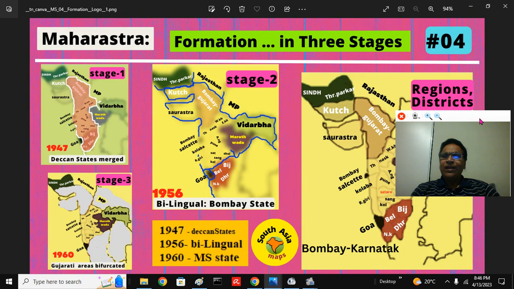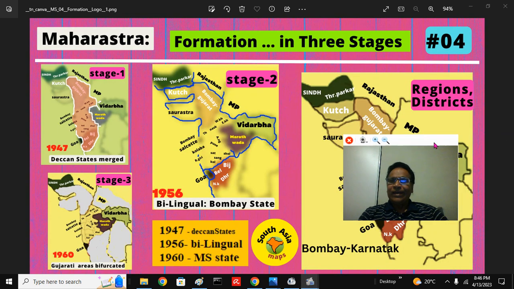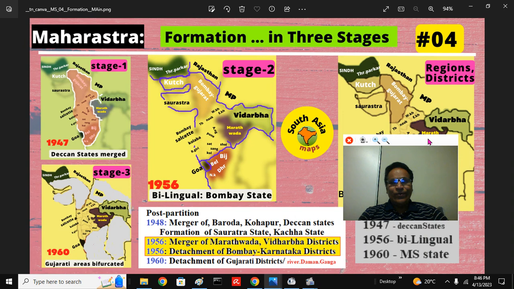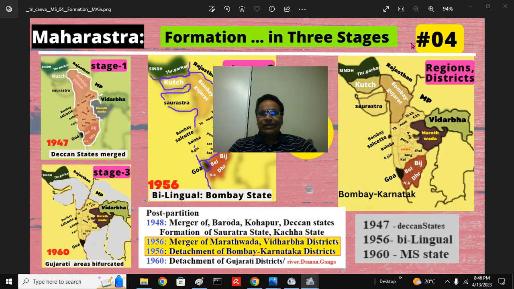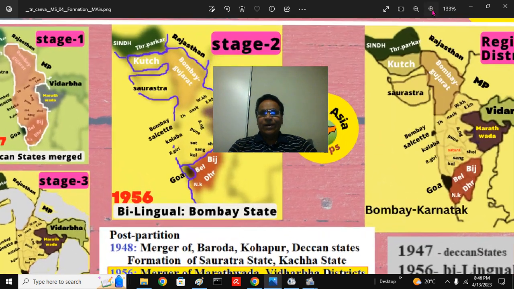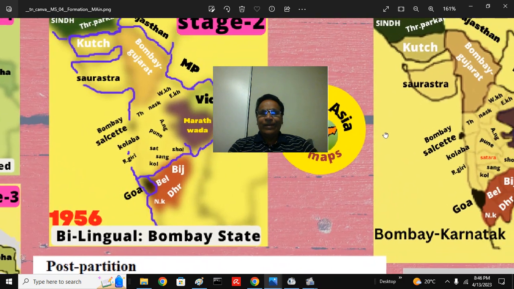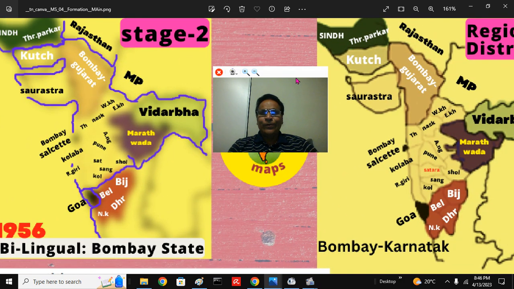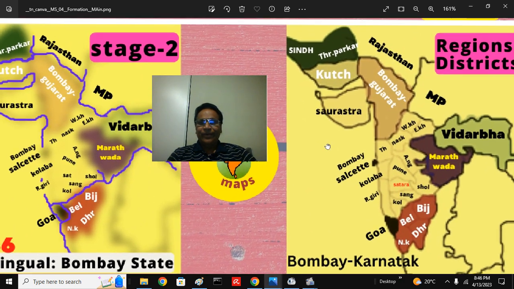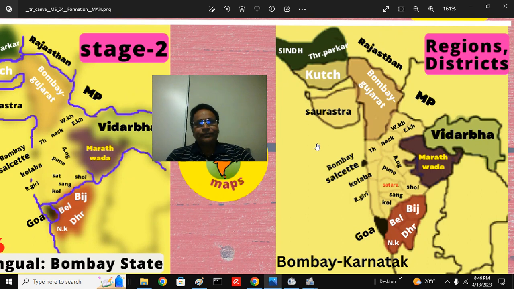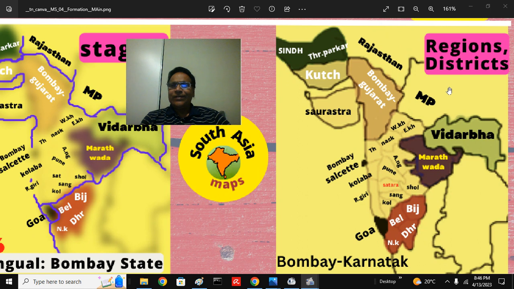To know about the formation of the modern Maharashtra state, you should know about these regions and districts with a little more clarity. I will expand it here. That will help you a lot. And these are the districts and regions.